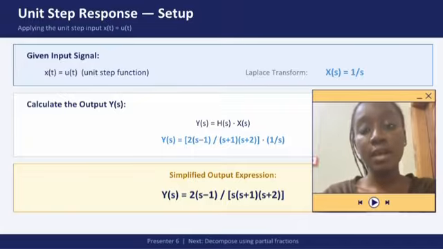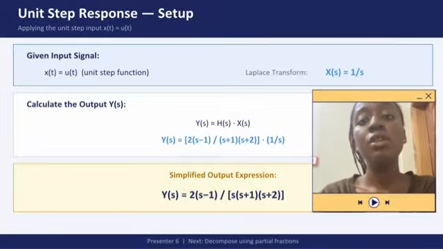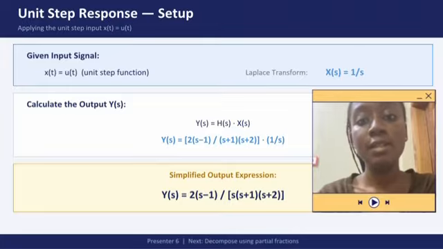So to convert this back to the time domain, we have to find y of t. And we have to decompose this using partial fractions, which will be done subsequently.